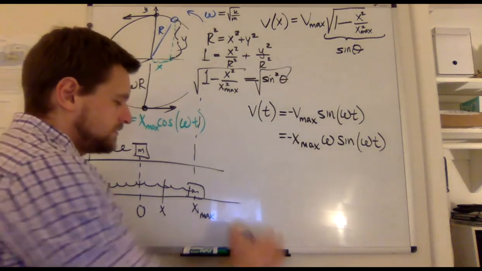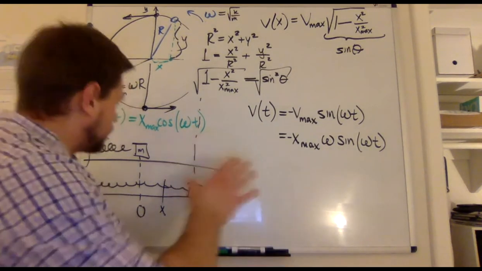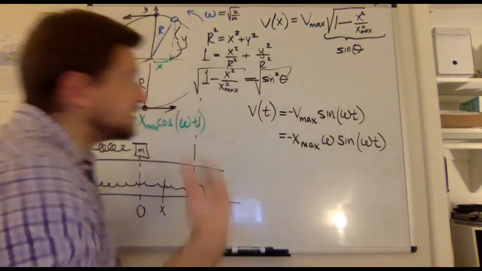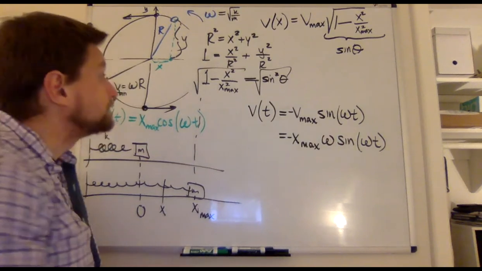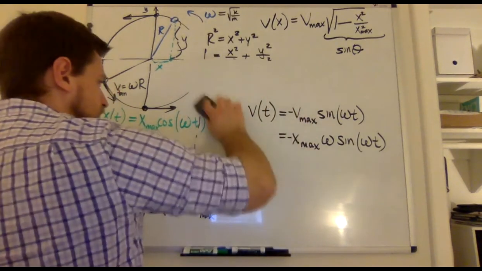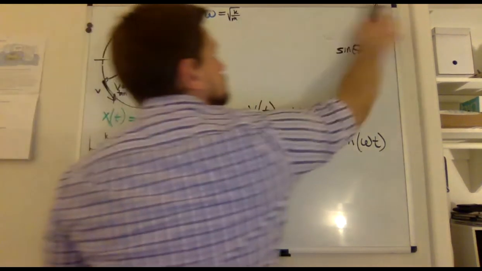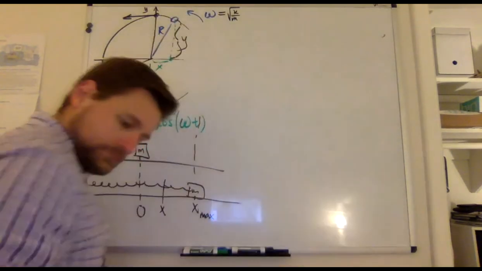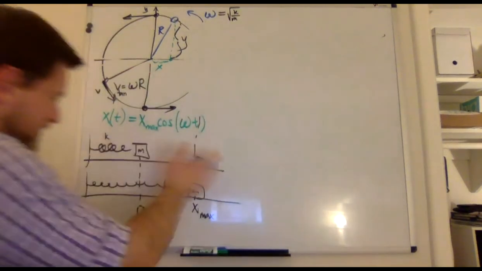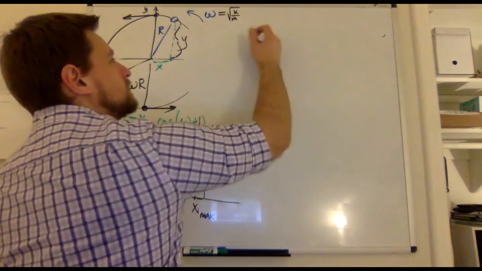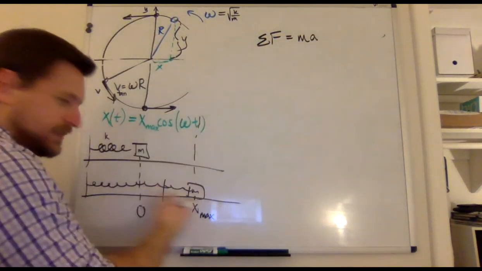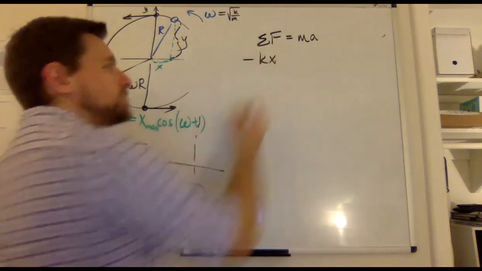Okay. So we've got a function of time for position. We got a function of time for velocity. We just need a function of time for acceleration. In this case, there's no gravity in Newton's second law. So if we write Newton's second law, the only force acting is the restoring force from the spring itself.